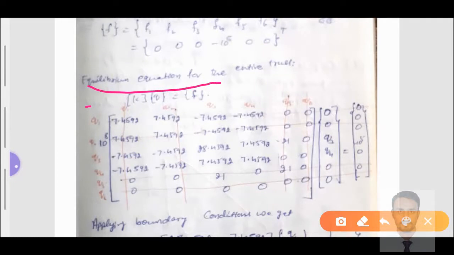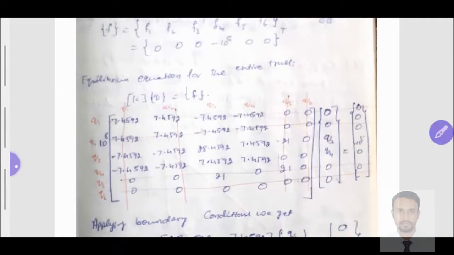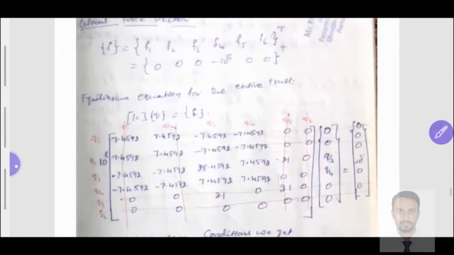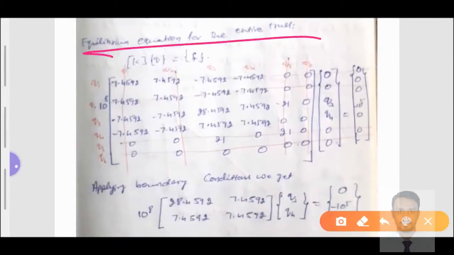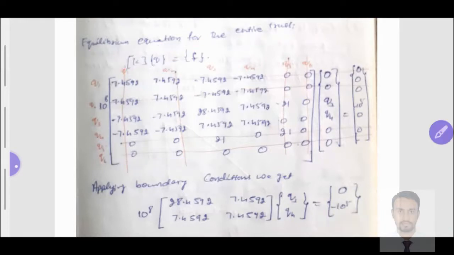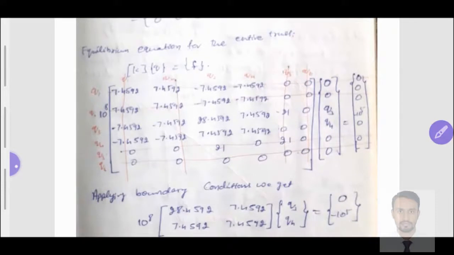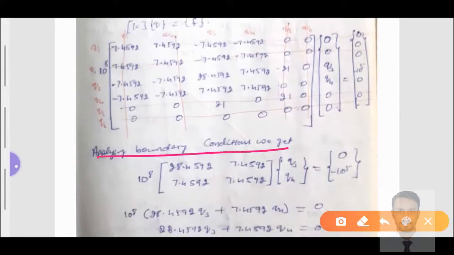For the equilibrium equation of the entire truss element, we found the global stiffness matrix, the global displacement vector, and the global force vector. Now bring all three together in terms of the equilibrium equation: KQ equals F. I have copied the same values here, and then I am applying the boundary condition. Now I'll apply the boundary condition.